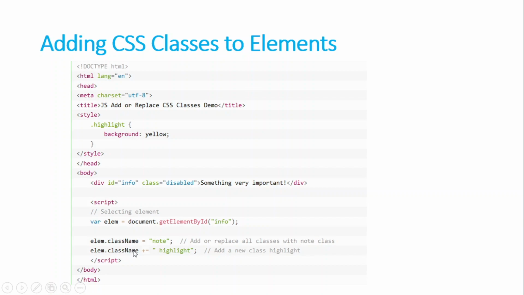Now we can also add one more class. Basically this will add or replace all classes with the node class. So it will remove the previous class, disabled, and apply a new class, this one, node. But if we add this plus equal here, it will append this new class to the previous class. So this highlight will be added after the node class. If you want to append a new class, then you will be using plus equal. If you want to replace with a new class, you can use this equal symbol.